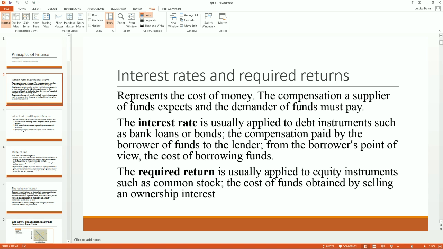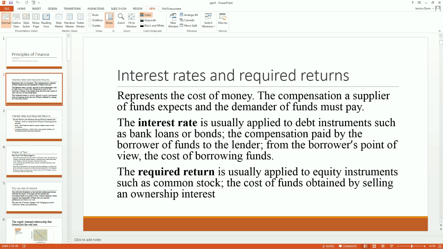The interest rate and the required return are both that. They're both cost of money. However, the term interest rate is usually applied to debt instruments. These are things such as bank loans or bonds. It's the compensation paid by the borrower of funds to the lender. It's the cost of borrowing money.